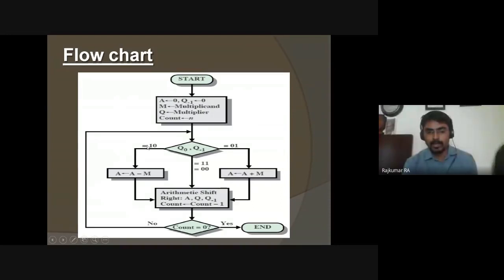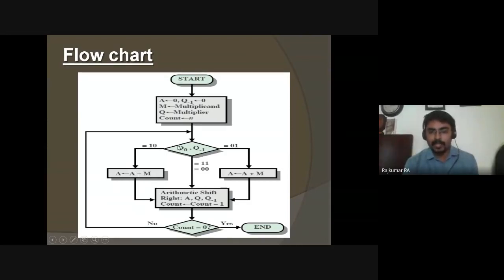If it is a 1 0, we have to perform the subtraction. Subtraction means A, the accumulator, is equal to A minus M. Initially the A value will be 0 and the M value will be the multiplicand. So from that we can perform 0 minus the multiplicand value, maybe 2 or 3, whatever the value, then we have to store it into A.